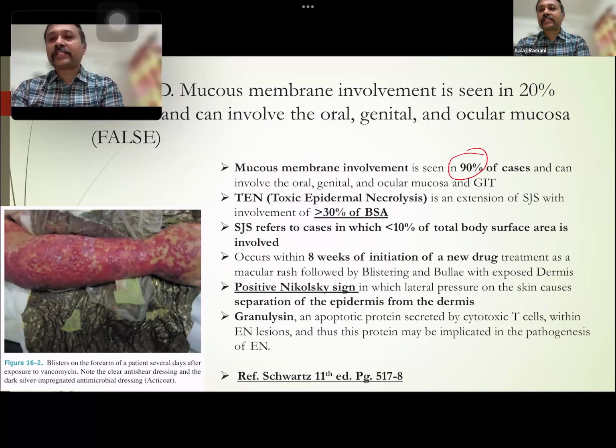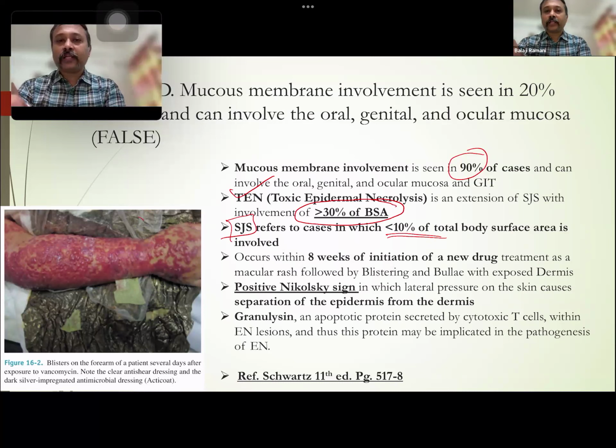So when extensive SJS is present, when more than 30% of the body surface area is involved, that is known as TEN or toxic epidermal necrolysis. Stevens-Johnson, on the other hand, is going to be less than 10% of the body surface area. So the involvement is less, it is called Stevens-Johnson syndrome. When it is more, it is called TEN. This may be a clinical picture that may be given where you can see extensive bullae and blistering.